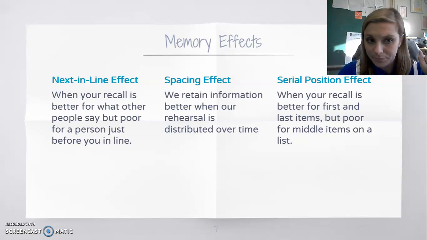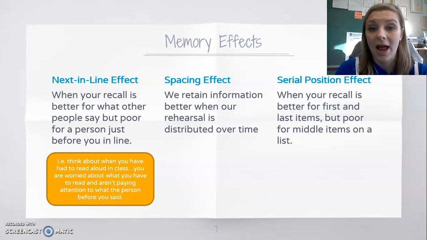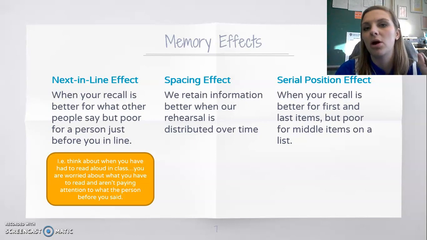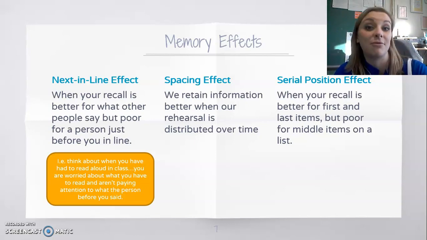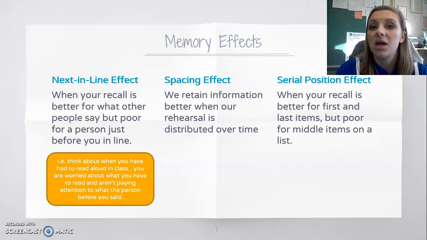What are some examples? Well, when you're in class and you're going to have to read aloud, and you know what section you're going to have to read aloud, you're more worried about what you are going to read that you're not paying attention to the people around you. Therefore, you are less likely to remember someone who reads right before you, right? Because if you're just focusing on what you have to read, you can't really focus on the things that are happening immediately before or after you.